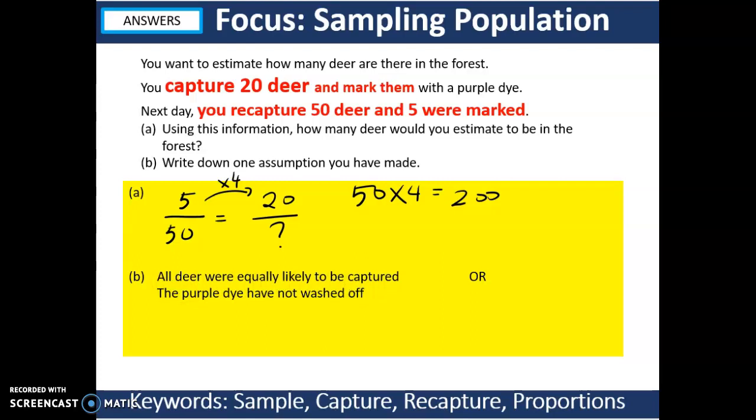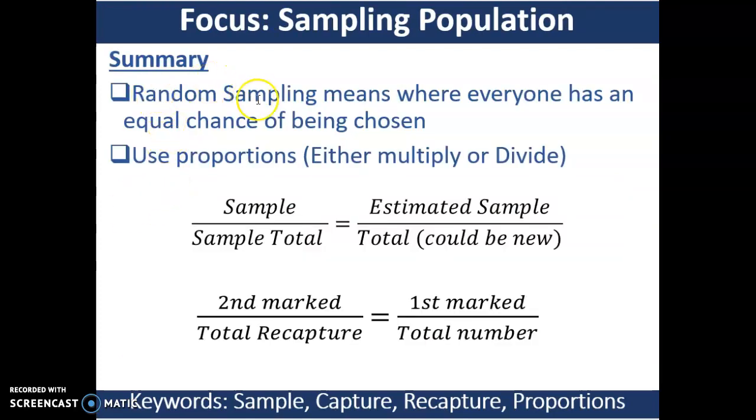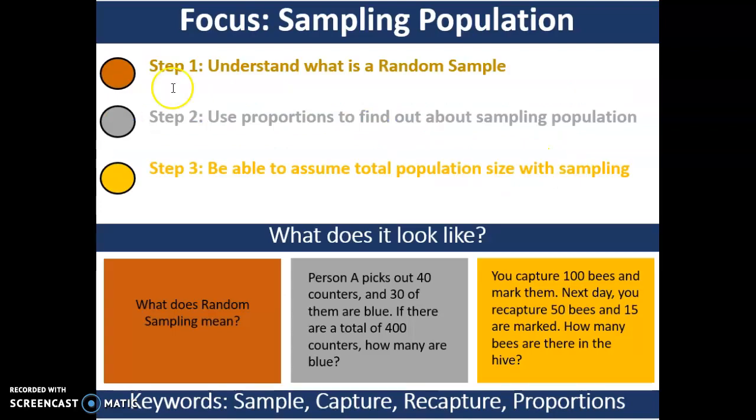So as a summary, you have this. Random sampling means that everyone or everything has an equal chance to be chosen. And honestly, when it comes to this type of unit, use proportions. These two really help me out. So you can either multiply depending on the situation, or you might have to divide. So these are the things that we worked on today. I hope you enjoyed this video.